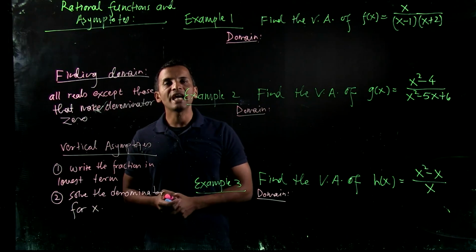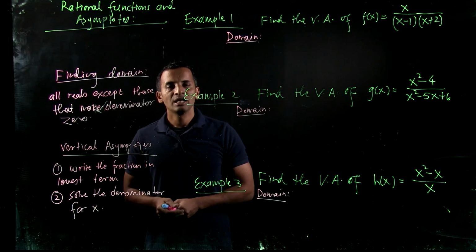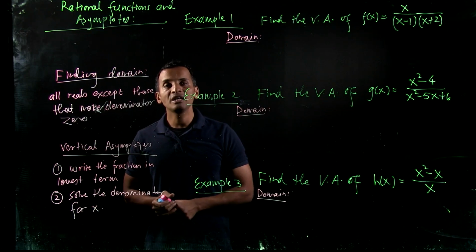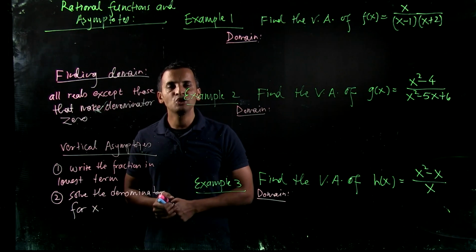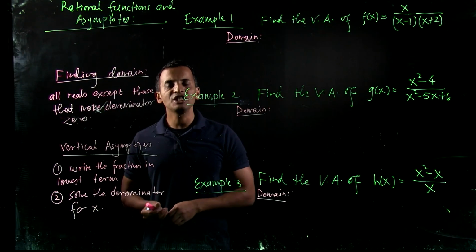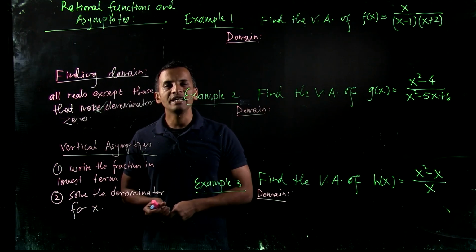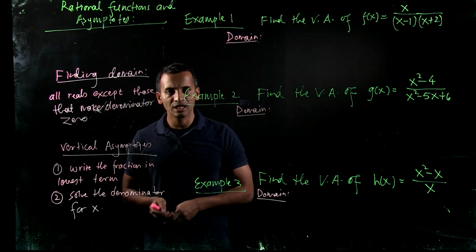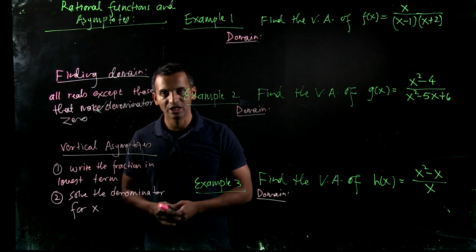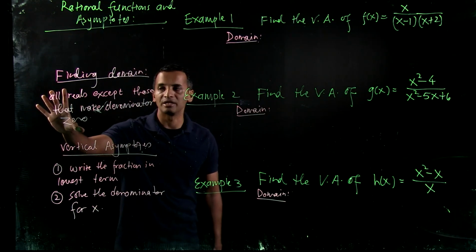Okay, if there is x in the denominator, then the domain will be all real numbers except those x that make the denominator 0. Meaning, if there is x in the denominator in any rational function, then what we do is we solve the denominator for x, and the domain is all the real numbers except those x.